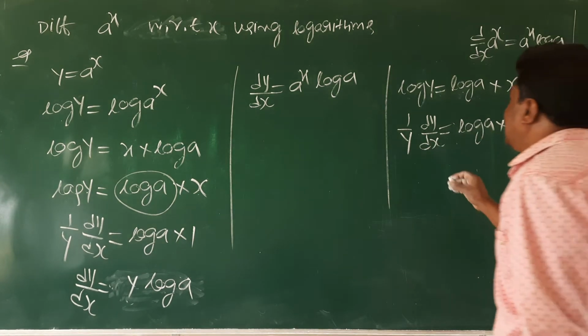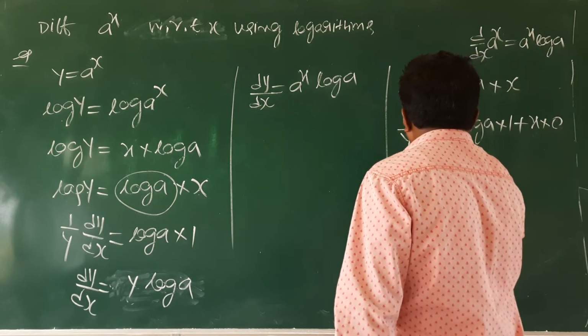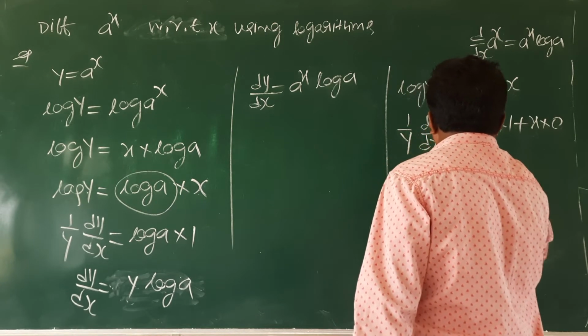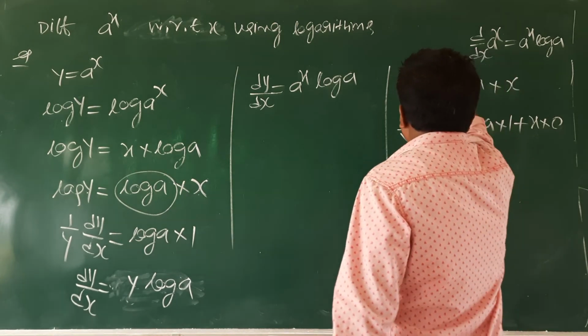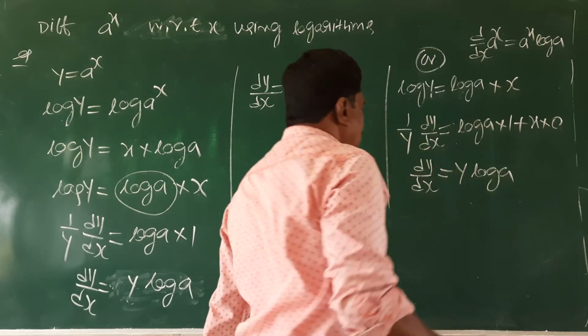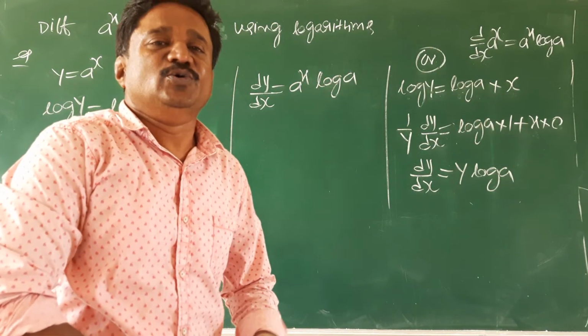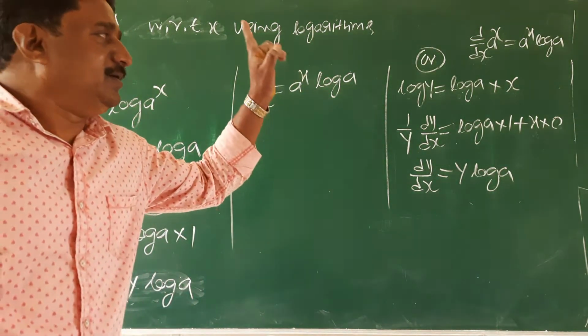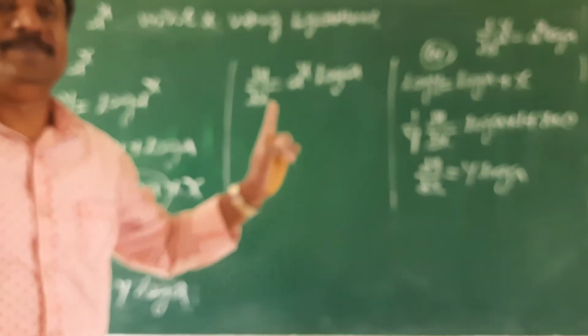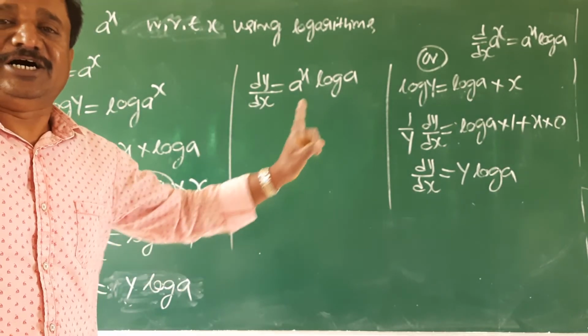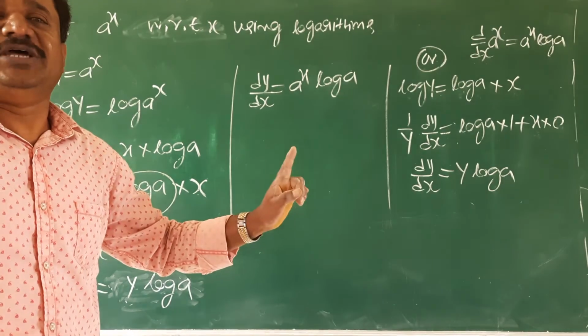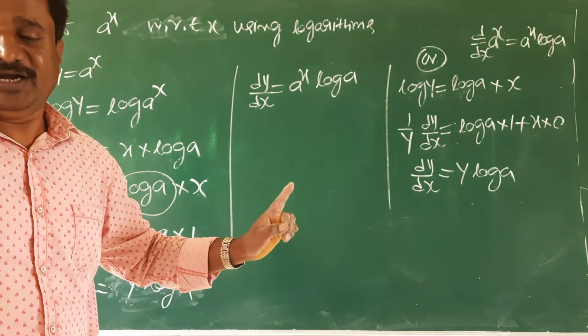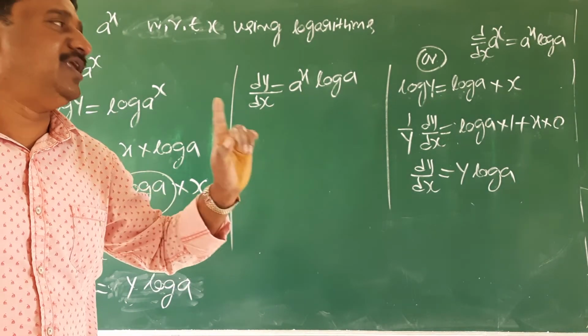Send that y to the right side. So dy by dx is y log a, the same as by the log method. So you can differentiate by using the UV rule also, but you should do it correctly. Everything should be correct. Observe. Learning the concept and practicing is so important. On practicing, surely we will learn everything.